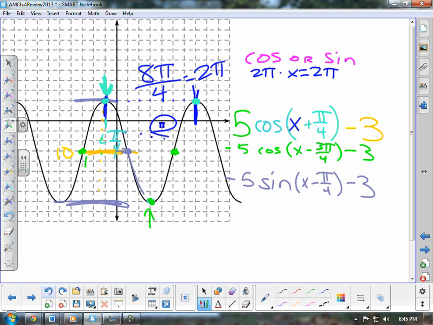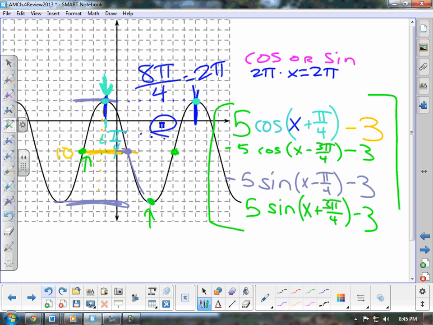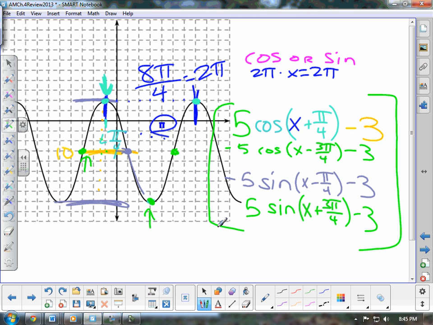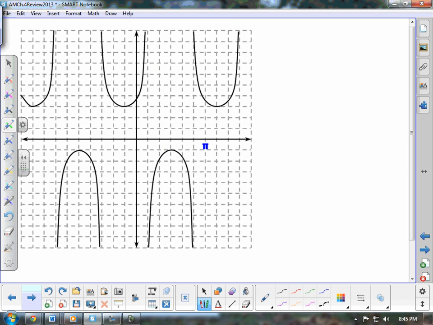We're going to use this one here on the left, so then we would have 5 sine x, and it's shifted 1, 2, 3 to the left, so plus 3 pi over 4 minus 3. And these are some of the choices you have to write that particular equation. Moving on to the next one.